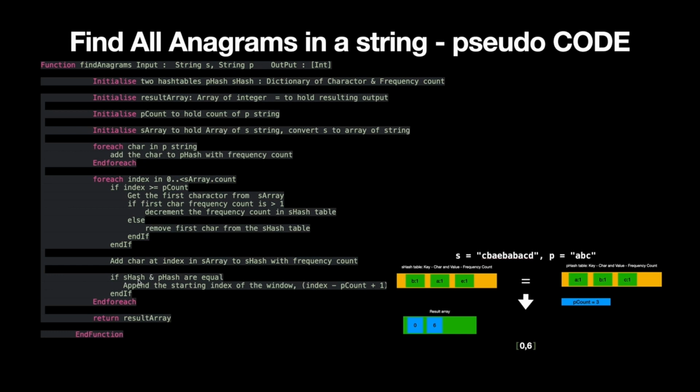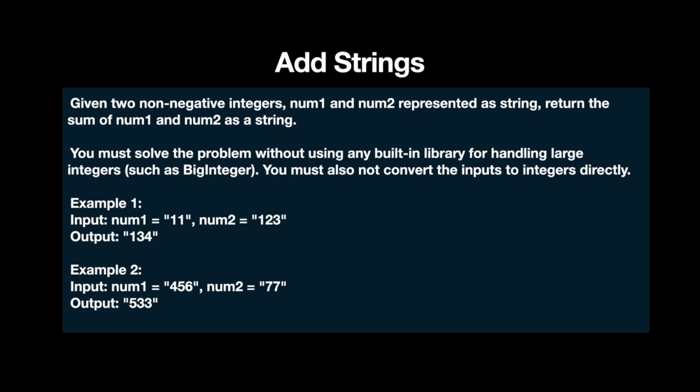And in the end, we have to compare S hash with P hash, both these dictionaries, or hash tables. If it is equal, then we will append that index. So here the index has reached 3, so we'll deduct our P count from the index, and then plus 1 we'll get the first index, the C index, right? CBA. So we'll insert that index in our result array. So that's how we do it using the two hash tables and our sliding window concept for this find all anagrams. Let's look into the next question.